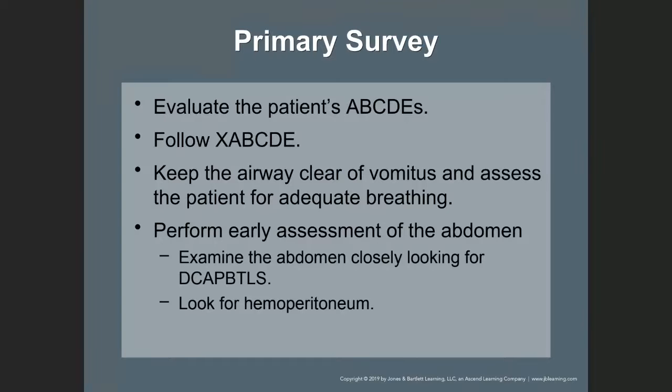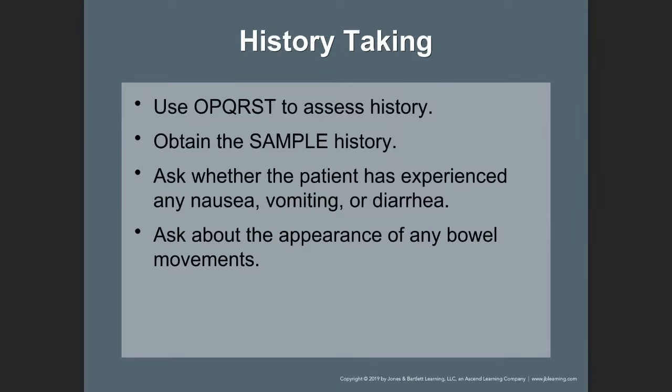In your primary survey, evaluate the patient's ABCDEs, follow the XABCDE as needed, keep the airway clear of vomitus, and assess the patient for adequate breathing. Perform early assessment of the abdomen, examine the abdomen closely, look for DCAP-BTLS, look for hemoperitoneum, which is signs of bleeding in the peritoneal sac. Use OPQRST to assess history.